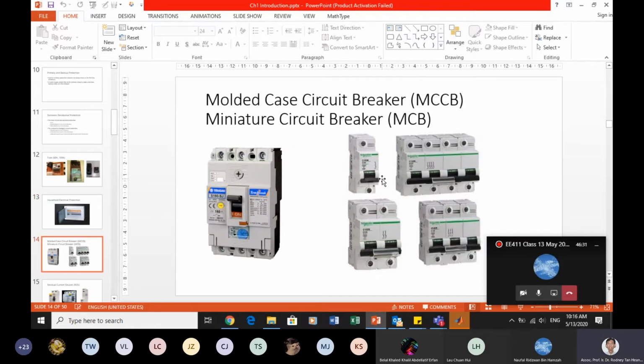Okay, again, some pictures of MCB and MCCB. Now, another thing you will notice is that for MCCB, some of them can be adjusted. You see, there are screws that you can adjust to set the current. So some of them do not have that. Of course, most of these in-house ones cannot be set. They are all fixed.